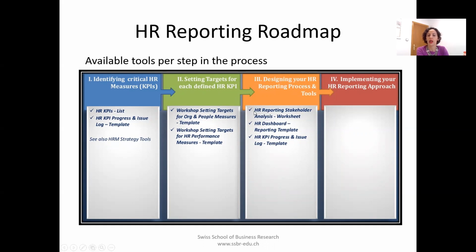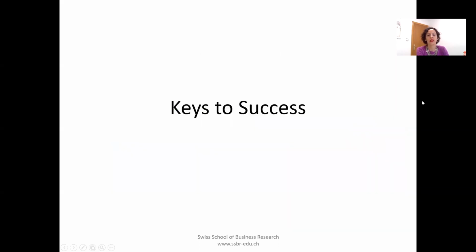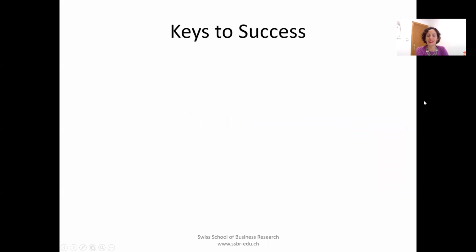And here we have HRD reporting stakeholder analysis. We have our HR dashboard, which we took a look at last week. And we have our HR KPI progress and issue log, which will bring us to step 4, which is implementing the HR reporting approach. And there are no tools here because it will depend on what it is that you want to implement. So to finish off, what are the keys to success?